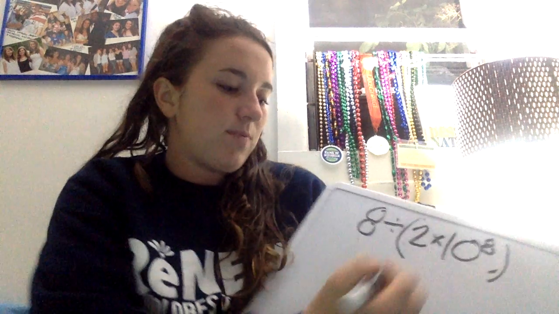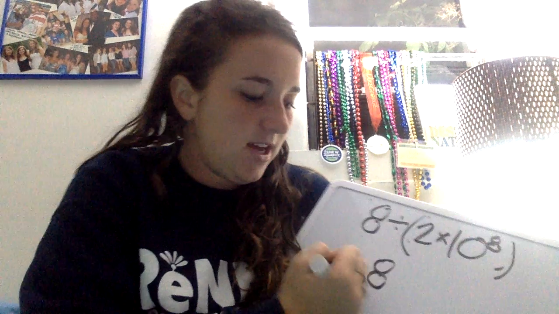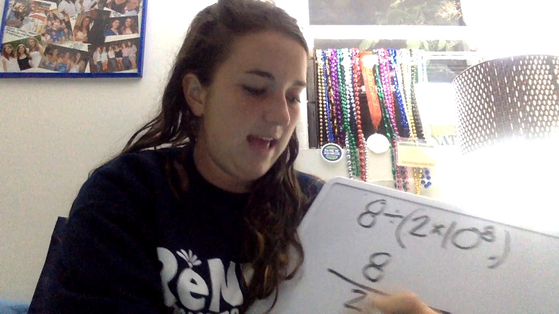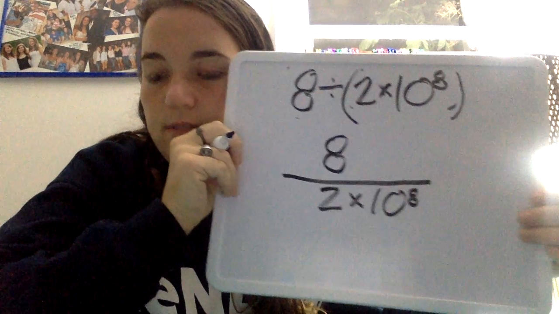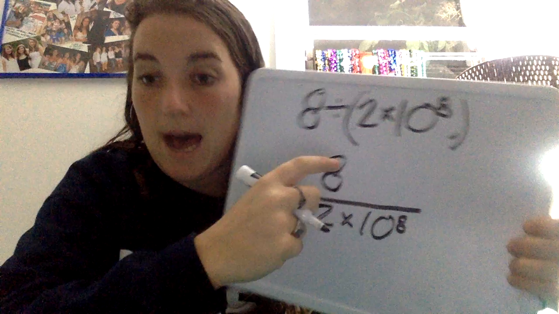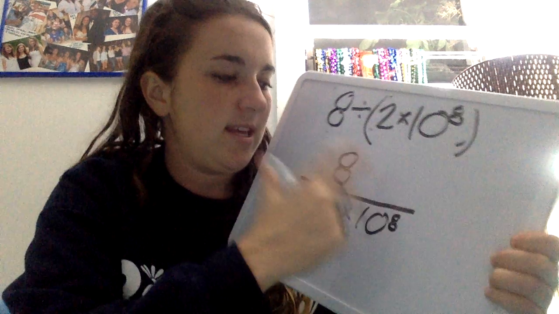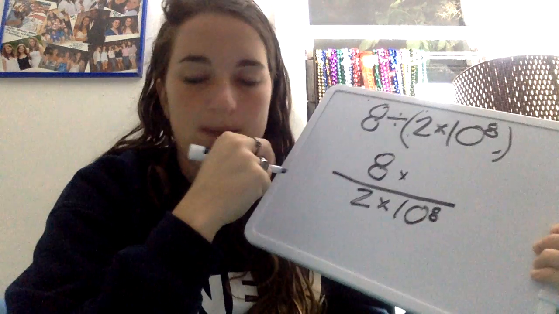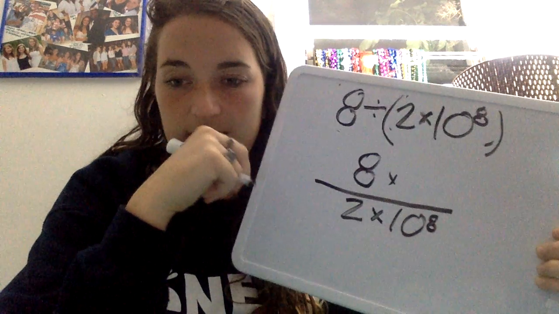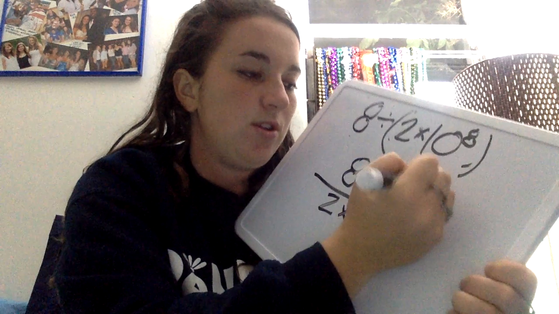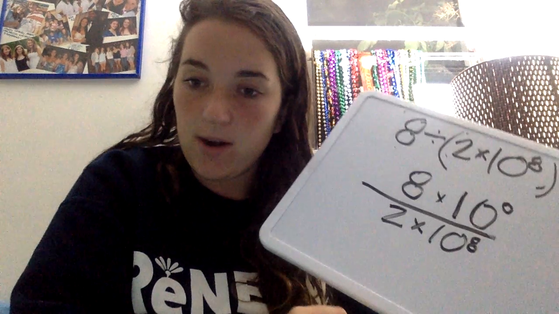But what I can do is write this as a fraction. So I have 8 over 2 times 10 to the 8th. In order to divide this, I need to write my top number in scientific notation. What can I write to make my top number in scientific notation? What can I multiply this by? I can multiply this by 10 to the 0 power.